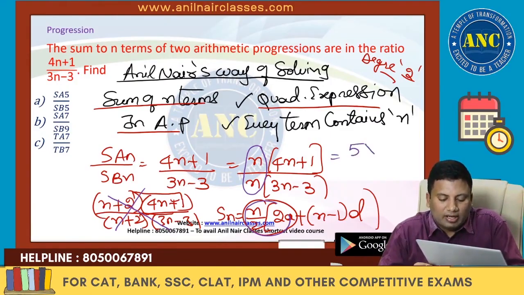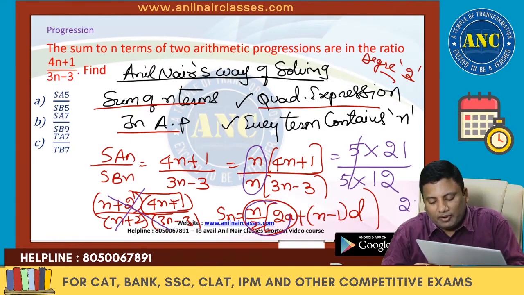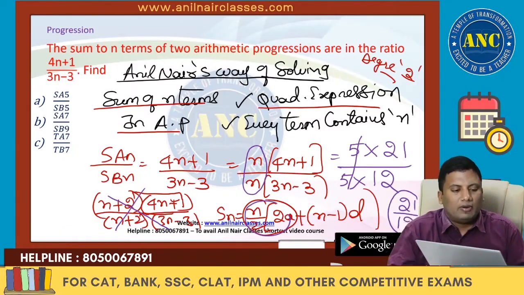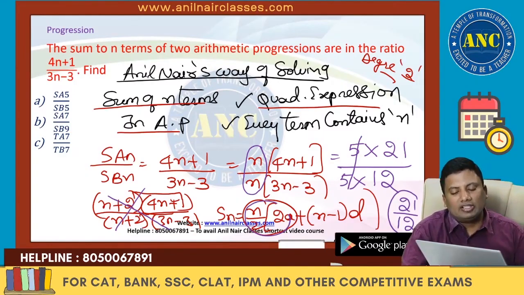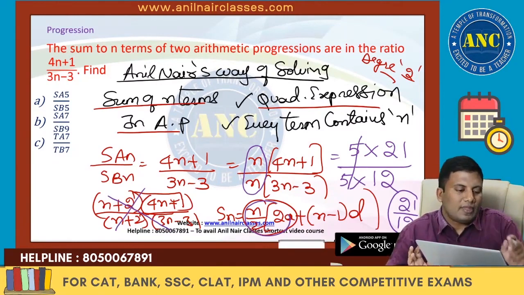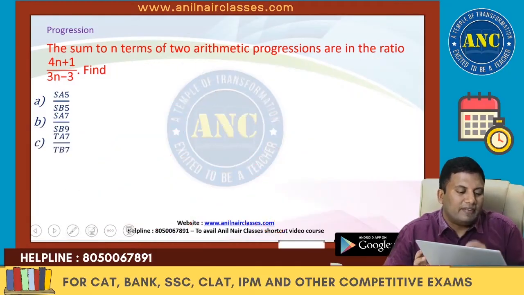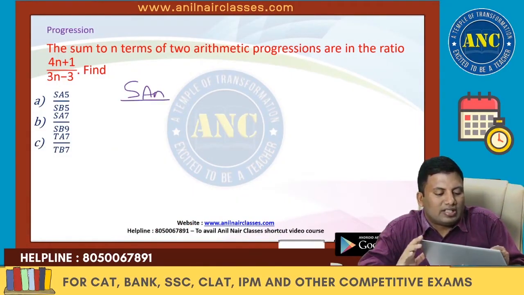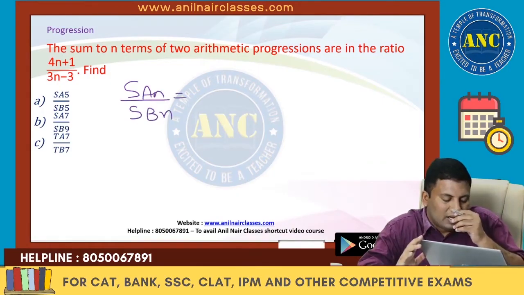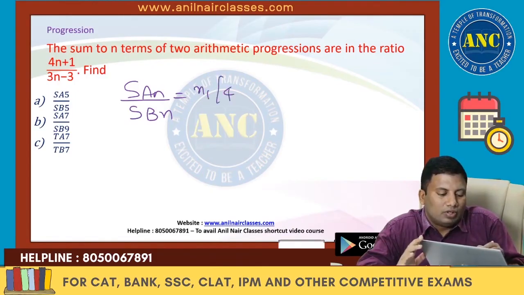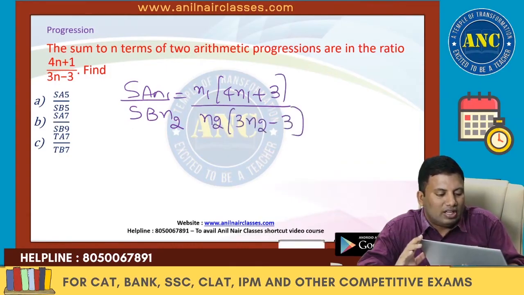So the answer is 5 into (4 into 5 plus 1), which is 21, divided by 5 into (3 into 5 minus 3), 15 minus 3, which is 12. So the answer for the first question is 21 by 12. S_A_n by S_B_n is n into (4n plus 1) by n into (3n minus 3), with n equal to 5. Otherwise you would have to find A1, D1, A2, D2, which you don't need to do. The basic idea is n1 into (4n1 plus 1) divided by n2 into (3n2 minus 3).